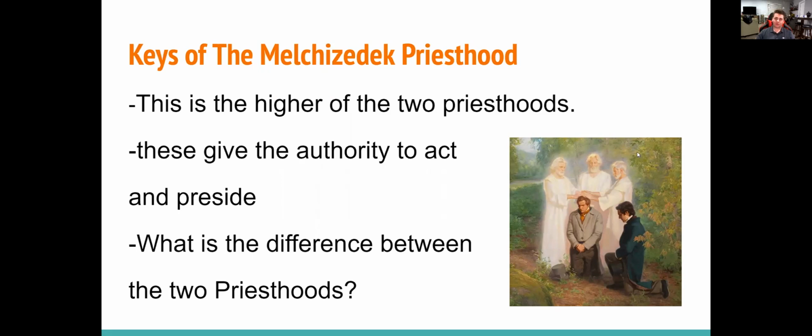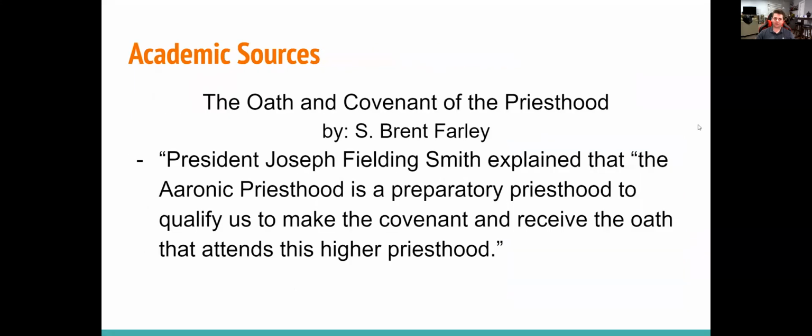I also want to go over a little bit at the very beginning what the differences are between the Aaronic and the Melchizedek priesthood, the two priesthoods.